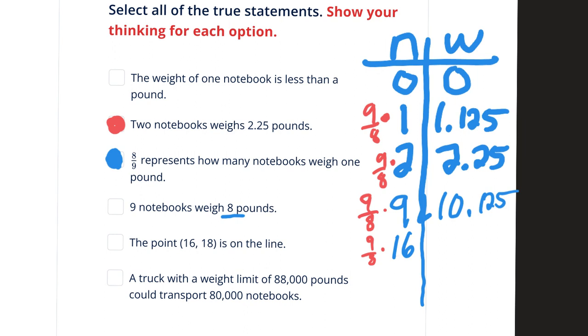Well, using that same method might help us discover the next one. It says the point (16, 18), 16 for x and 18 for y, is on the line. Let's see if that's part of the table. If it's on the line, it will be in the table. So I put 16 in for my x value, or my notebooks, and when I multiplied it by my constant 9/8, I did get 18. So if I look here, 16 for x, 18 for y, I'm going to say yes, that one works.